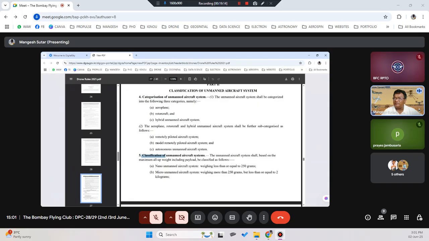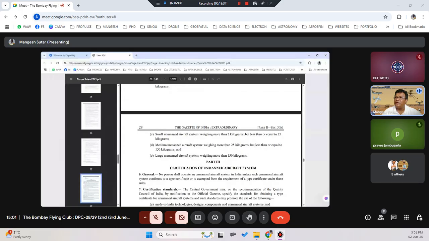So the unmanned aircraft system shall be classified based on maximum all-up weight, MTOW, or maximum all-up weight including payload. So this is including payload. Nano, as we said, weighs less than or equal to 250 grams. Micro is more than 250 grams but less than 2 kg. Small is 2 kg to 25, medium is 25 to 150, large is more than 150 kg. You know the large now is up to 500 kg. Above 500 kg, it will be large, but it will also follow the aircraft rules 1937.